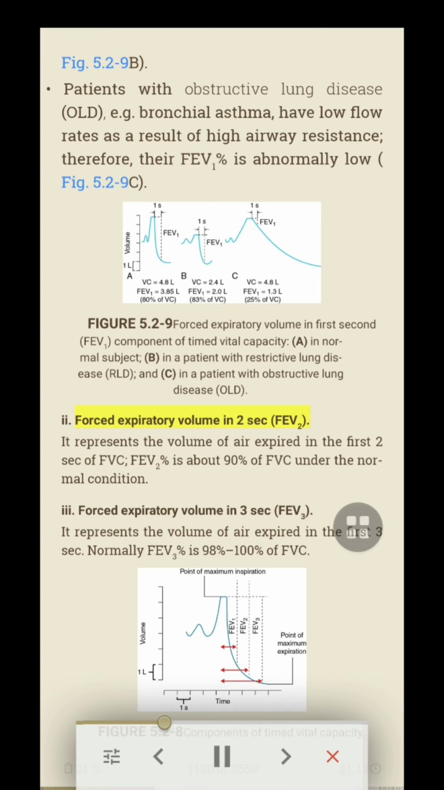II. Forced expiratory volume in 2 seconds, FEV2. It represents the volume of air expired in the first 2 seconds of FVC. FEV2% is about 90% of FVC under the normal condition. III. Forced expiratory volume in 3 seconds, FEV3. It represents the volume of air expired in the first 3 seconds. Normally FEV3% is 98-100% of FVC. Figure 5.2-8: Components of a timed vital capacity.